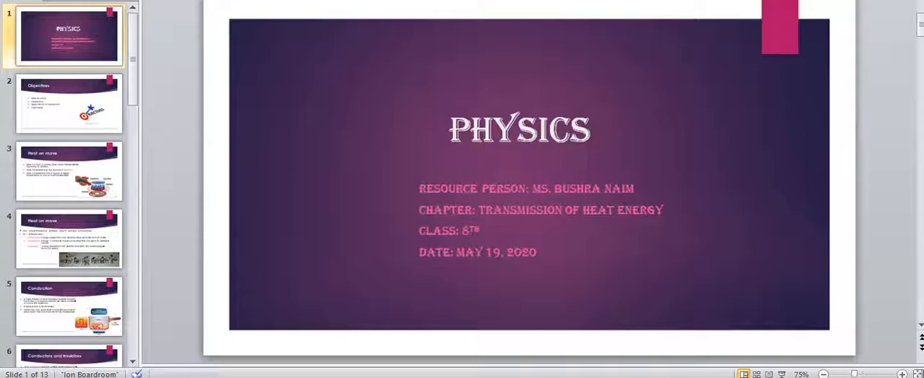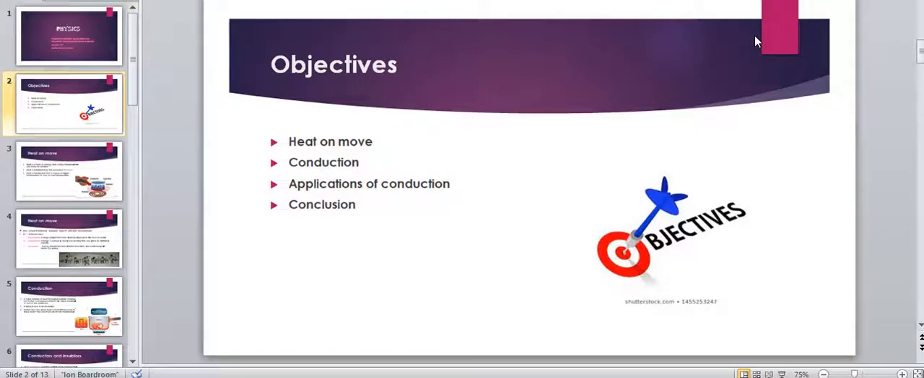Students, let's start a new chapter of physics, that is chapter number 12 of your science 2 book, named Transmission of Heat Energy. So, our objectives for today's lecture will be heat and movement, conduction, applications of conduction, and then the conclusion.